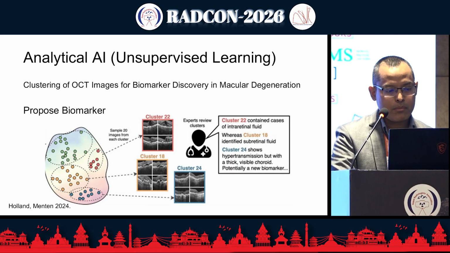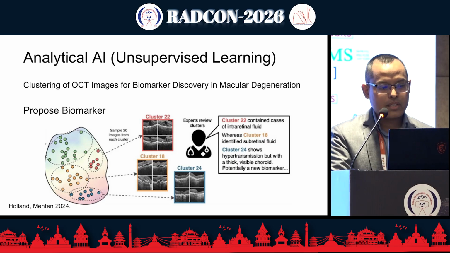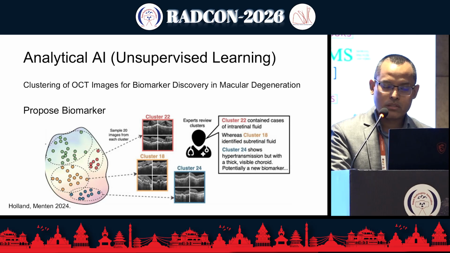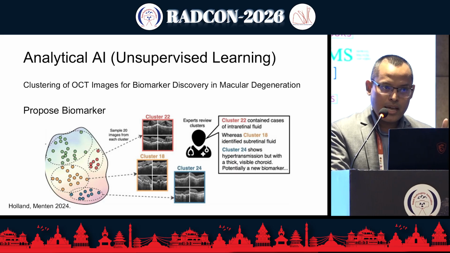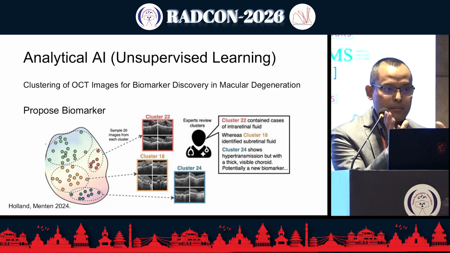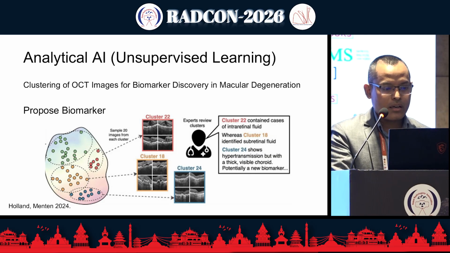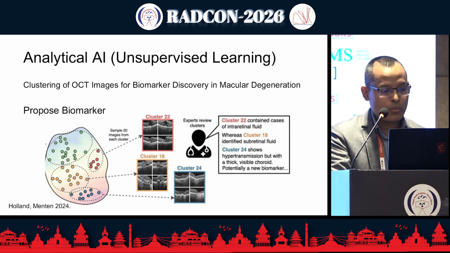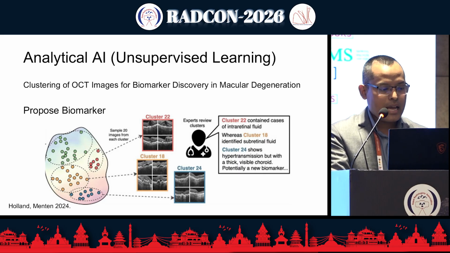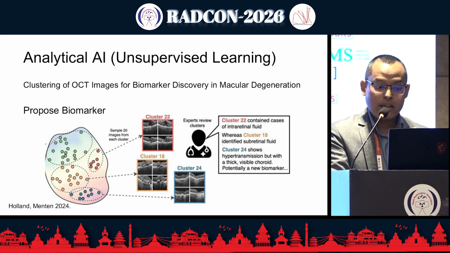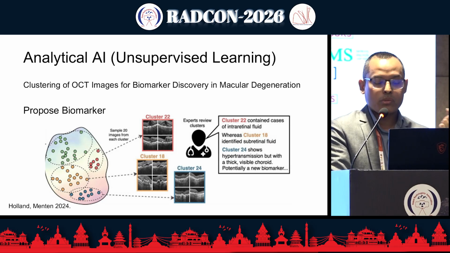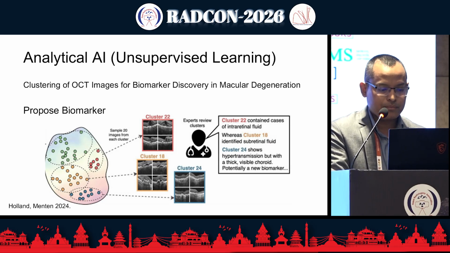For example, here is an AI model that looked at optical coherence tomography images. In this case, there were 16,000 OCT images collected, and they were looking at macular degeneration conditions. They fed them into this AI model, and it clustered these images into different clusters where an expert can now look at it and say, well, it looks like macular degeneration is related with intraretinal fluid, right? And another set of clusters shows thick visible coherent hypertransmission, and this was not known. This could be a potentially new biomarker that was not known earlier.